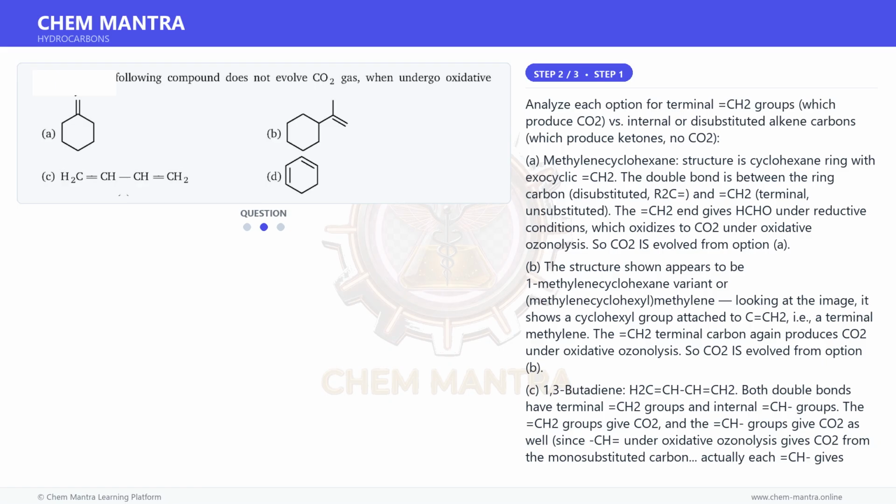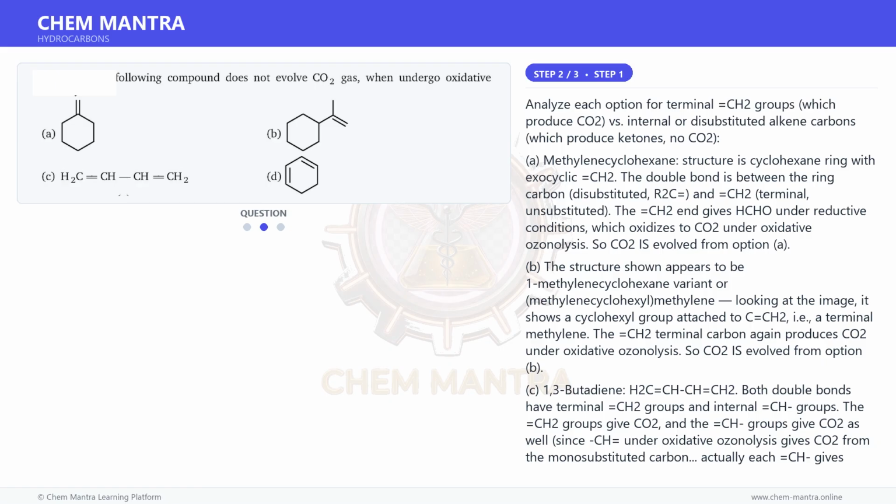C. 1,3-butadiene, H2C=CH-CH=CH2. Both double bonds have terminal =CH2 groups and internal =CH groups. The =CH2 groups give CO2 and the =CH groups give CO2 as well, since CH= under oxidative ozonolysis gives CO2 from the monosubstituted carbon. Actually, each =CH gives formic acid then CO2, and =CH2 gives CO2. So CO2 is evolved from option C.